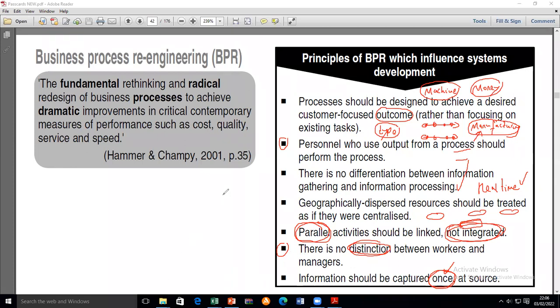Okay, so these are the principles of BPR, and out of BPR, we really expect better improvement. We expect that costs will be reduced, that the waiting is reduced, and that things are taking place much, much faster.